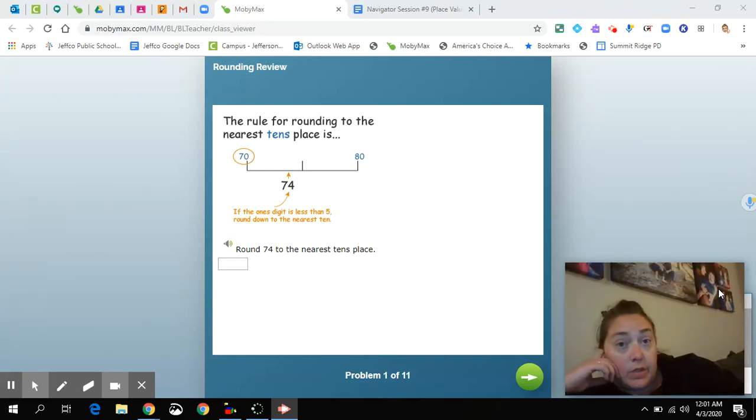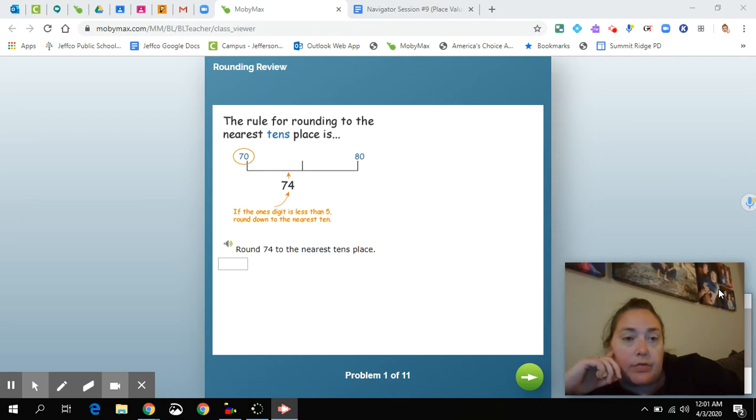All right, hi guys. I wanted to give you just a quick lesson because some of you have been struggling with your rounding to the nearest 10 and 100. So I wanted to give you a quick lesson on how to do this type of stuff. So the rule for rounding to the nearest tens place is to think about where the number would fall on the number line.